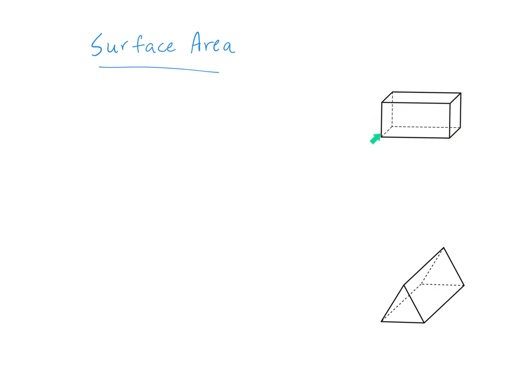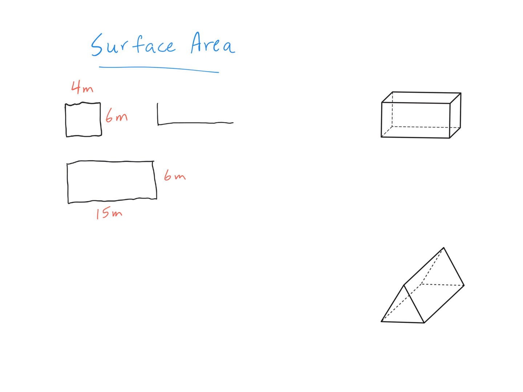Now, before we look at the 3D shape, I want you all to tell me if I gave you some shapes like this, rectangles, forgive the squiggly lines, and let's say the dimensions of these were 6 meters and 15 meters, and this one was 6 meters and 4 meters. Okay, and I'm going to throw one more rectangle in here. Looks a little bit skinnier. Something like this. Okay, so essentially it's 3 rectangles.